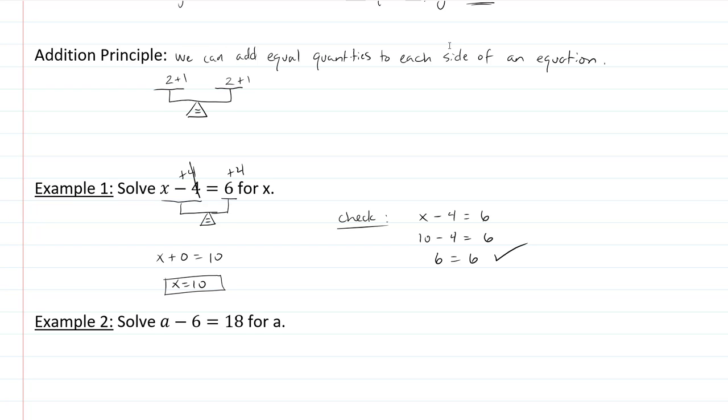So let's try this again without the scale analogy. Solve a minus 6 equals 18 for a. Well, I want to get a by itself. So why don't I add 6 to both sides? And move downwards. So negative 6 plus 6 is 0, so these cancel. And a equals 18 plus 6, which is 24. So a equals 24 is a solution to this equation. It's as simple as that.